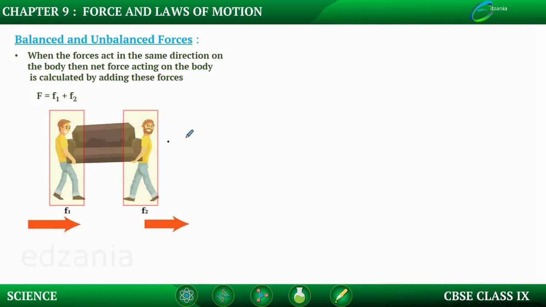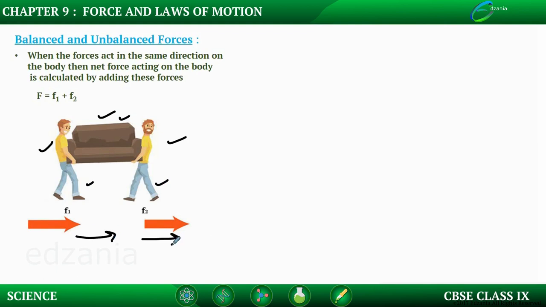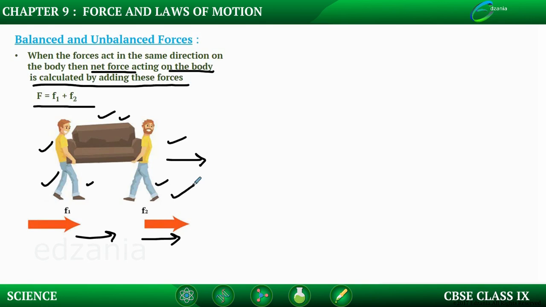Suppose these two people are carrying an object and the force applied by these two people is acting on this body in the same direction. Since they are taking this object in this direction, they are applying the force in the same direction. So, when the forces act in the same direction on the body, the net force acting on the body is calculated by adding these forces. That is, F is equal to F1 plus F2.